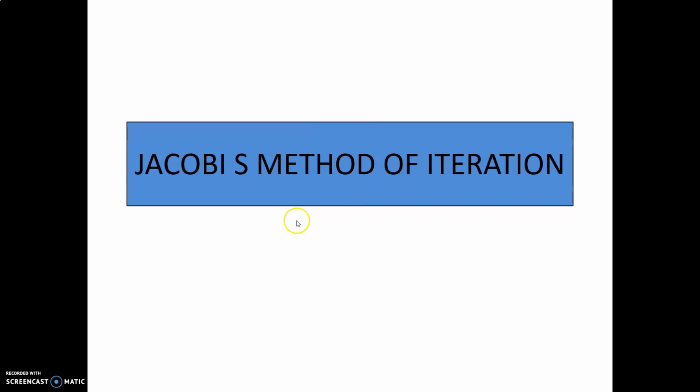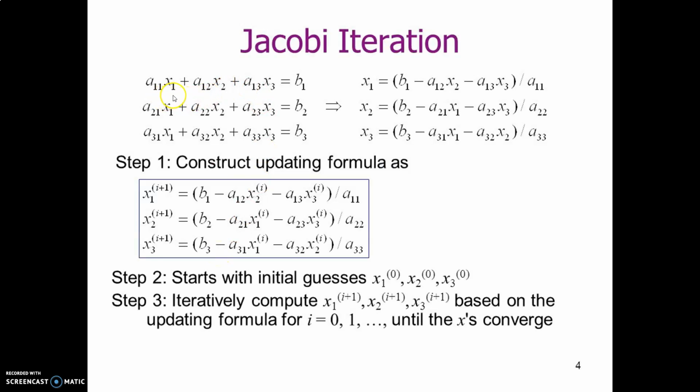Now, after Gauss elimination, the next method is Jacobi's method of iteration to get the root. In Jacobi's iteration: a11 x1 plus a12 x2 plus a13 x3 equal to b1, a21 x1 plus a22 x2 plus a23 x3 equal to b2, a31 x1 plus a32 x2 plus a33 x3 equal to b3. Now we derive x1 equal to b1 minus a12 x2 minus a13 x3 upon a11, x2 equal to b2 minus a21 x1 minus a23 x3 upon a22, x3 equal to b3 minus a31 x1 minus a32 x2 upon a33.